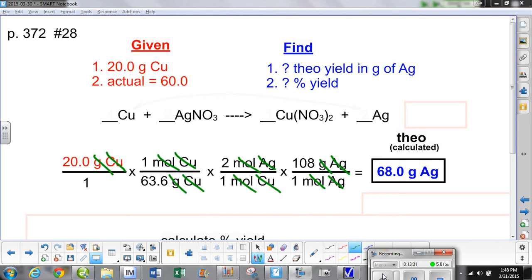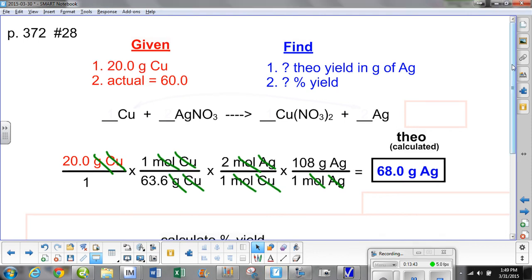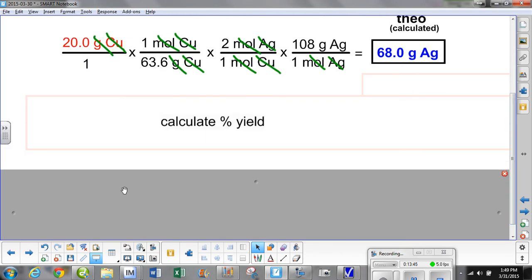Okay, whoops. What should I have not crossed out? Grams of silver, yeah. Absolutely, I got carried away there. All right, so there's our answer, and let's do the percent yield. Okay, let's check that out.